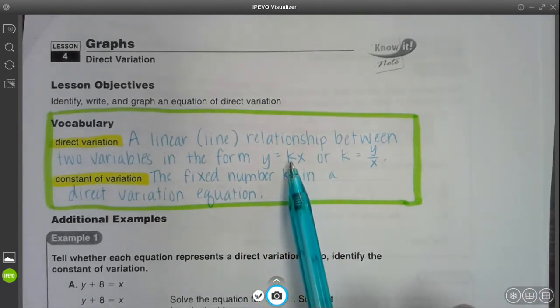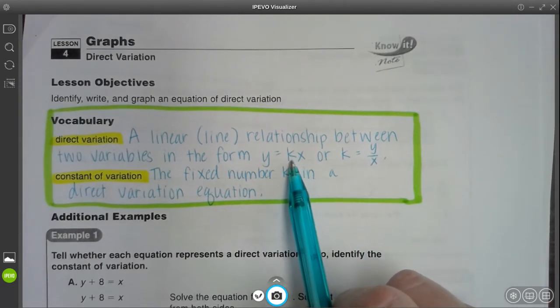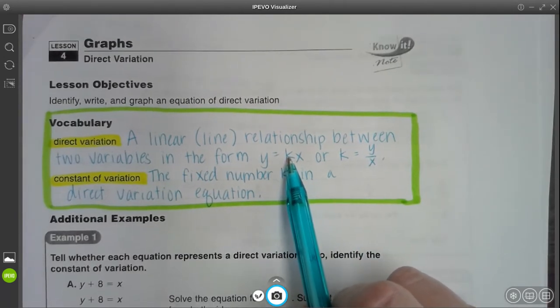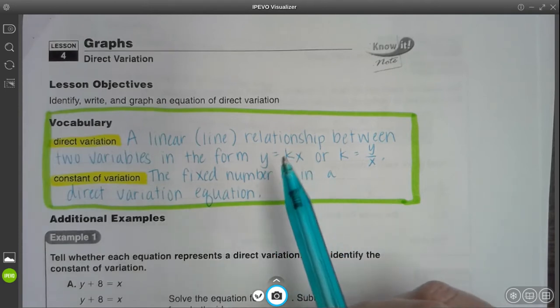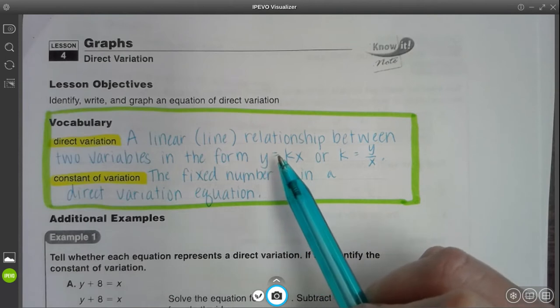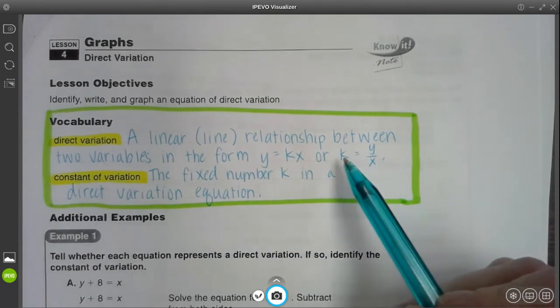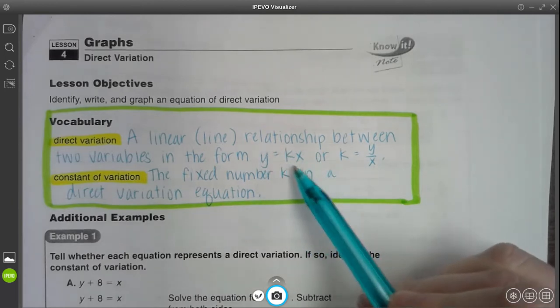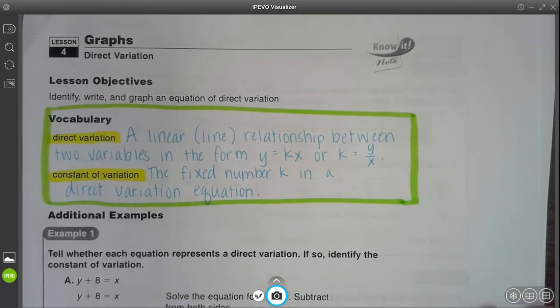So in real life, let's say something costs $3 per pound. 3 would be your fixed number, your constant of variation, and we could write an equation to figure out how much it costs for however many pounds: y equals 3 times x. Okay, we can figure out that constant of variation by rearranging this equation and writing it like this. I think you'll see what I mean once we do some problems.